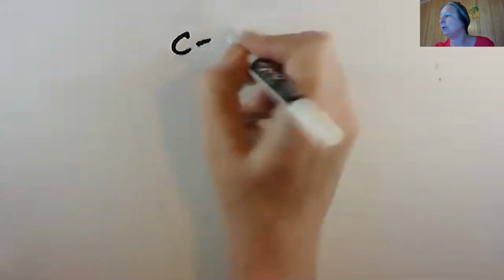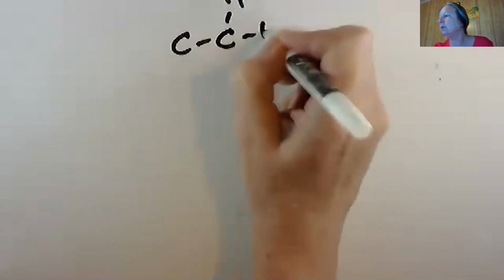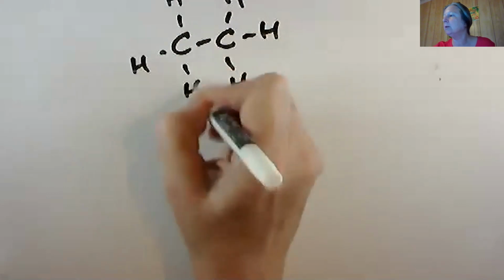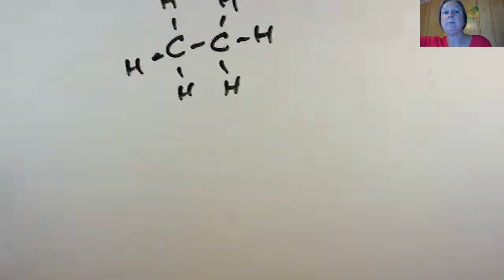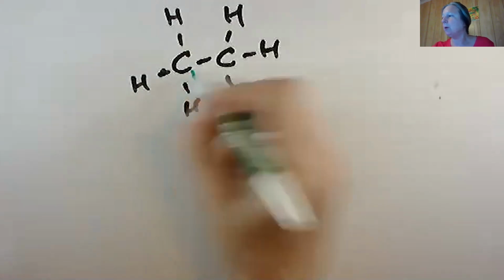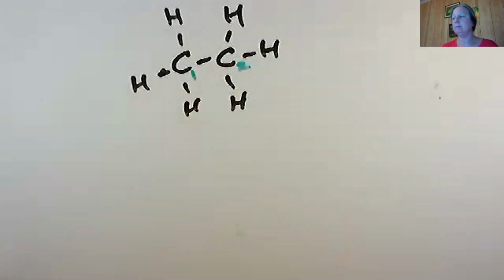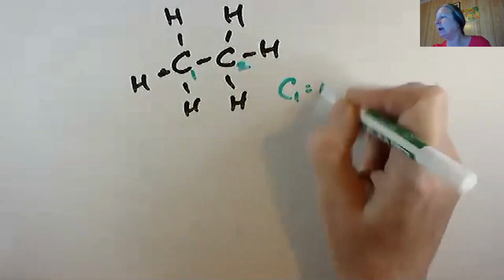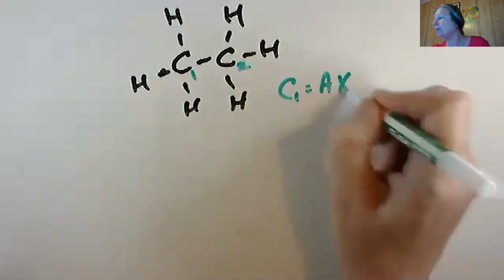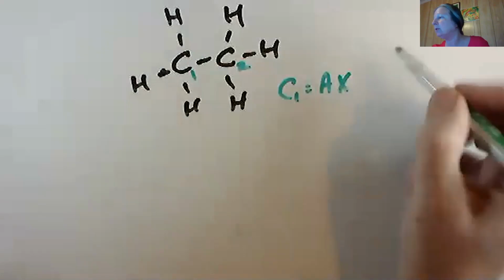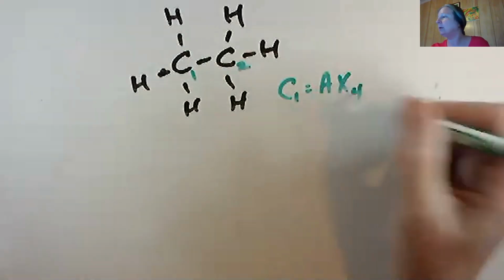So the Lewis structure is 2 carbon centers and 6 hydrogens. You have to do the AXE, and you have to do them individually. So this is carbon 1, and that's carbon 2. So we're going to do carbon 1 first. A is just for the carbon, X represents how many connections it has. It has 1, 2, 3, 4 atoms connected to it. It has no E, no dots.